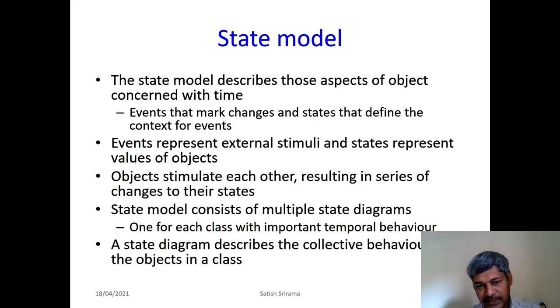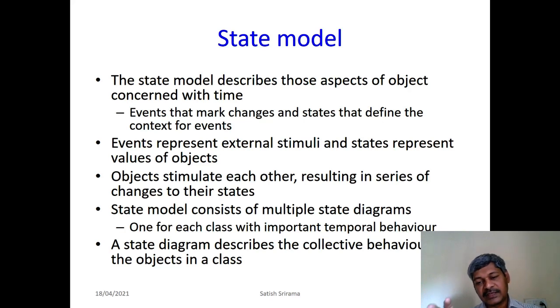Actually, objects stimulate each other. This external stimuli has to come from somewhere, the events. So it is again the objects which generate this external stimuli. That's the events. So objects stimulate each other, resulting in a series of changes of their states. We have discussed these things in detail. Basically, the state model consists of multiple state diagrams, one for each class with important temporal behavior. We have already discussed this in detail.